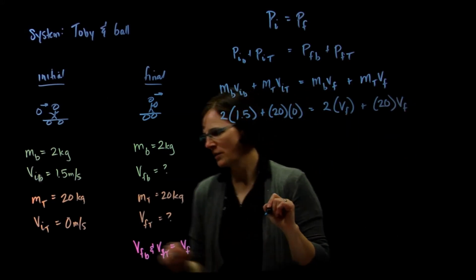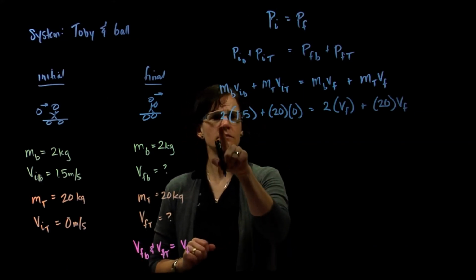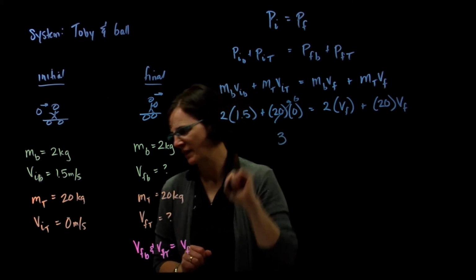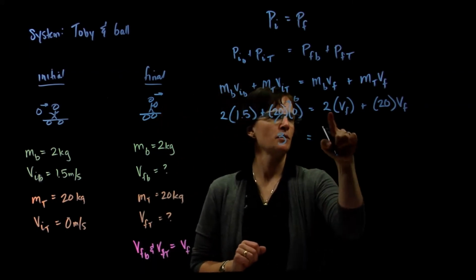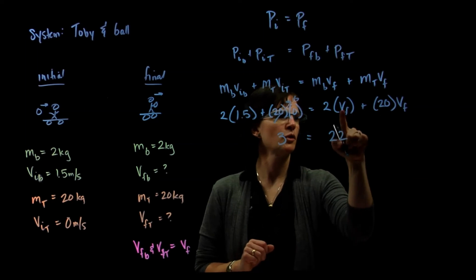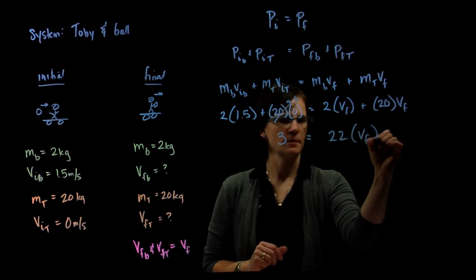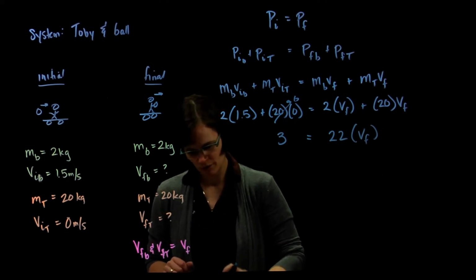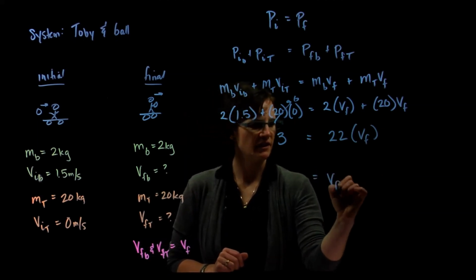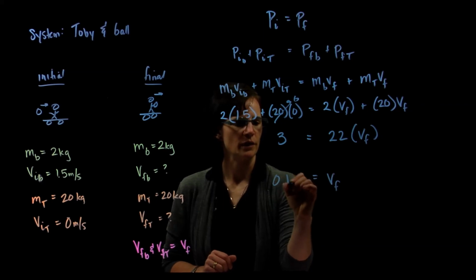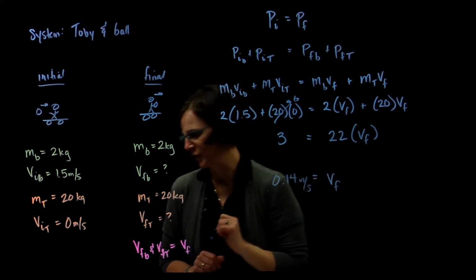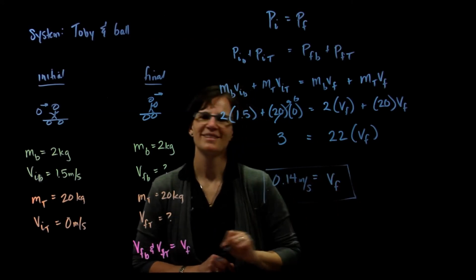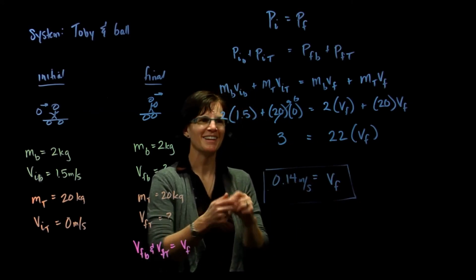Okay, so we end up with this term going to 0. So we have 2 times 1.5 is going to equal 22 as I pull my V final out times V final. And if we look at 3 divided by 22, we find that V final is equal to 0.14 meters per second. And that's our final velocity of both Toby and the ball.